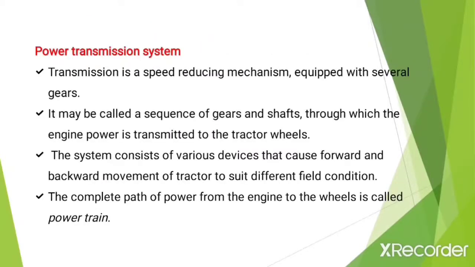The transmission is a speed reducing mechanism equipped with several gears. In the transmission system, according to the condition, there is a speed reduction, and that can be done with the help of different types of gears. It may also be called the sequence of gears and shafts through which engine power is transmitted to the tractor wheels. Whatever power is generated in the engine is transferred to the gearbox, and by using the gears and shafts, that power is transferred to the tractor wheels.